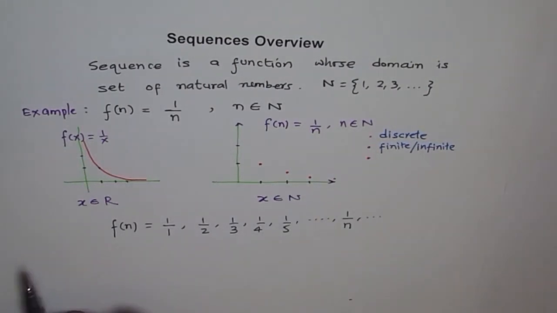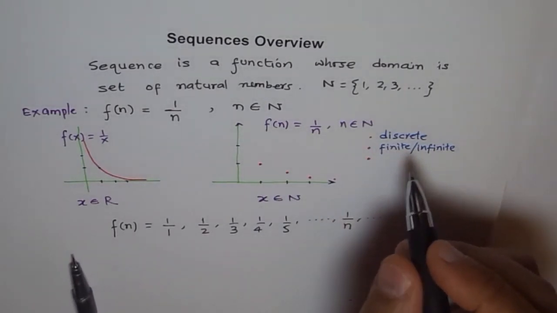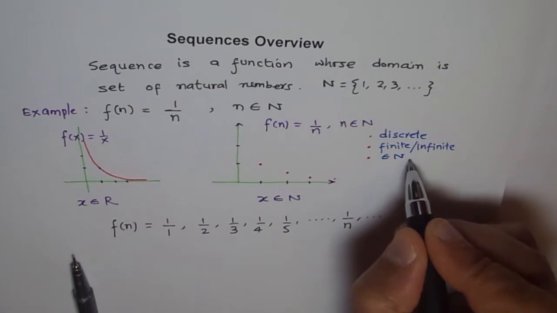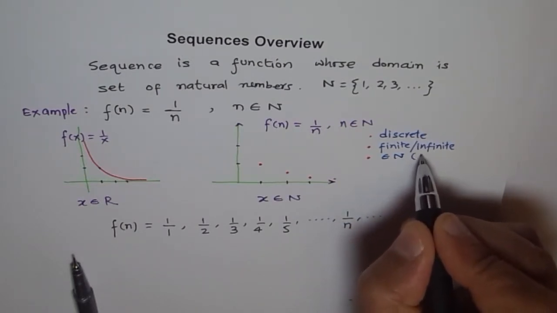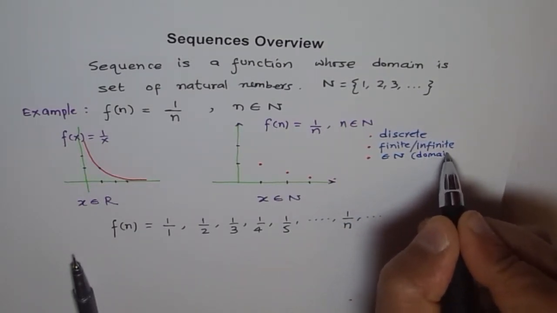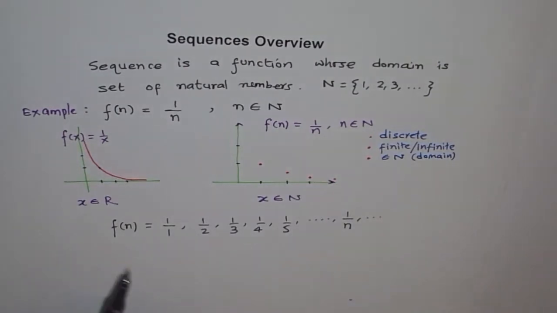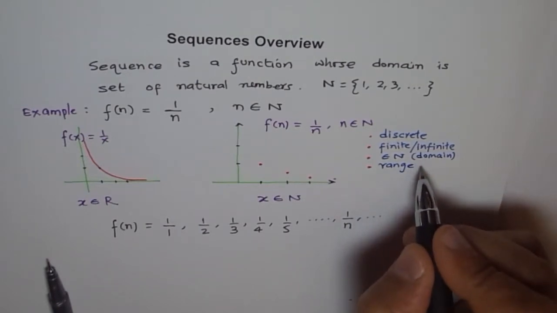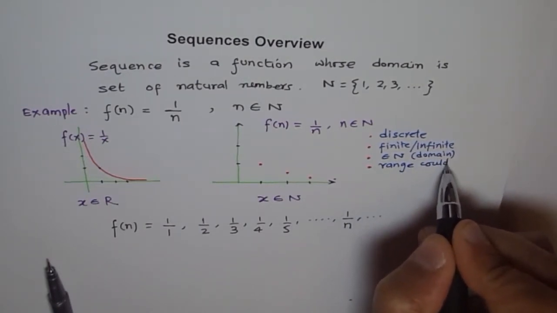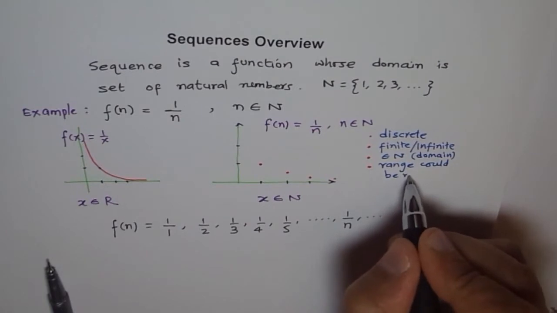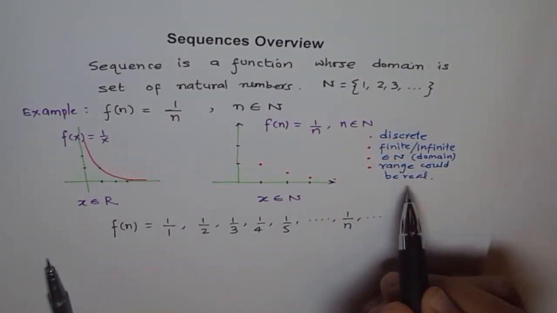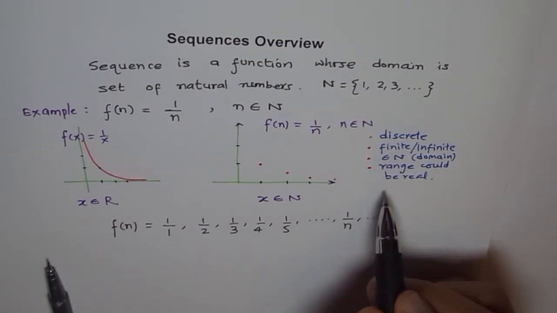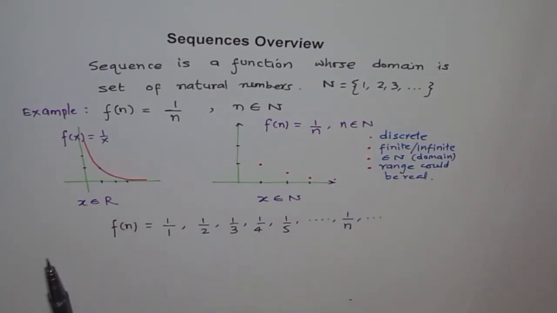Then we also saw a sequence will always belong to the set of natural numbers. That is the domain. However, the range could be anything. The range could be real. But the domain always belongs to the set of natural numbers. So these are important things which we have covered so far.